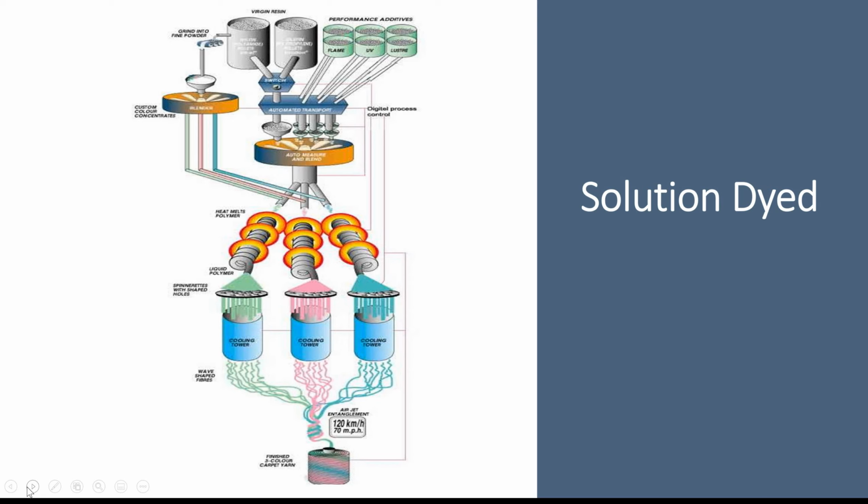Okay, here is a picture of solution dyed. This is where the fibers are forced through a machine called a spinneret, and inside the spinneret there's going to be a solution that has the dye in it, and then it's fed through the spinneret and spun onto a spool. It's similar to yarn dyed, however it's done in a machine.